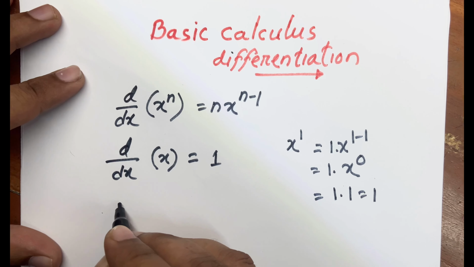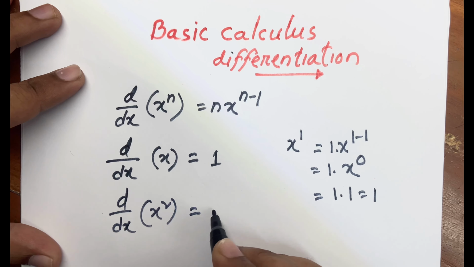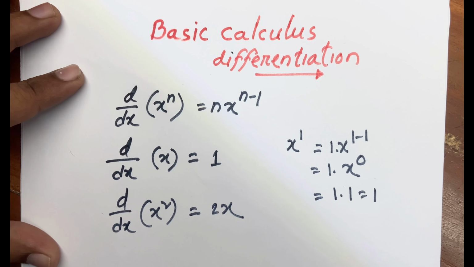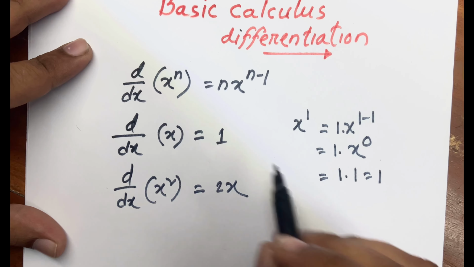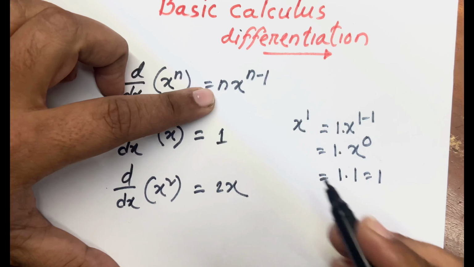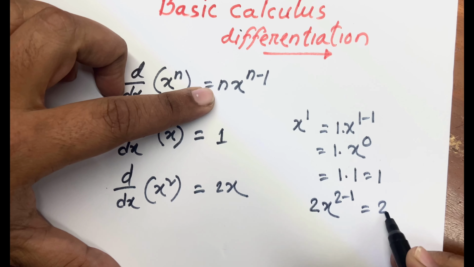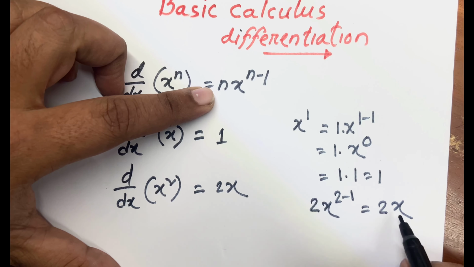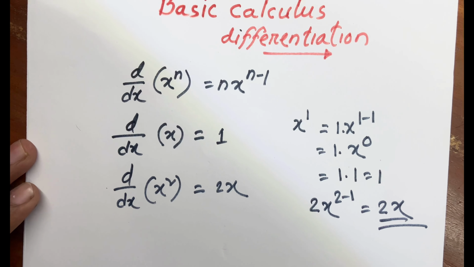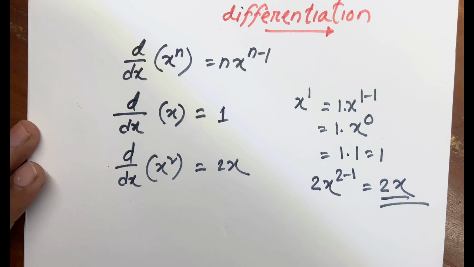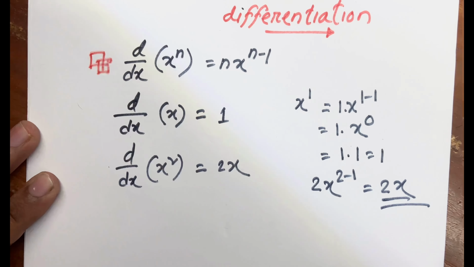Now if you say d/dx of x squared, this value is 2x. But how? I follow this formula again. We know n x to the power n minus 1, so n is 2, so 2 x to the power 2 minus 1, and 2 minus 1 equals 1. So this is the value. It is the first formula.